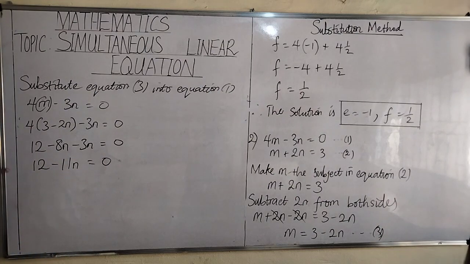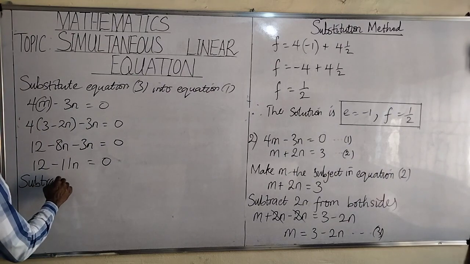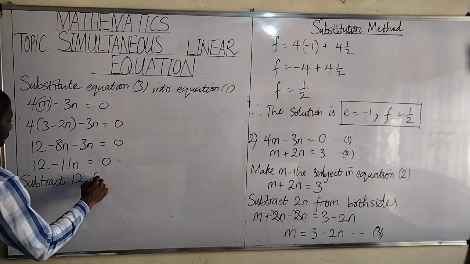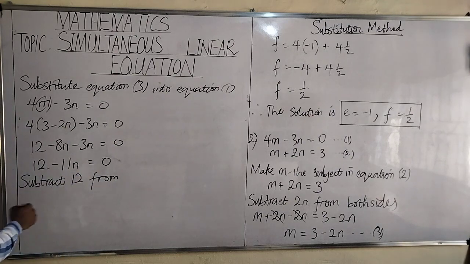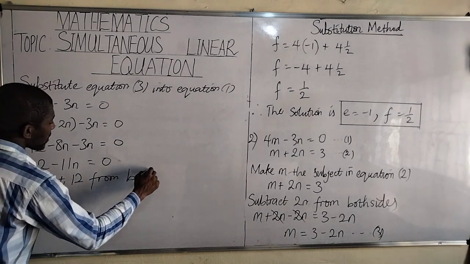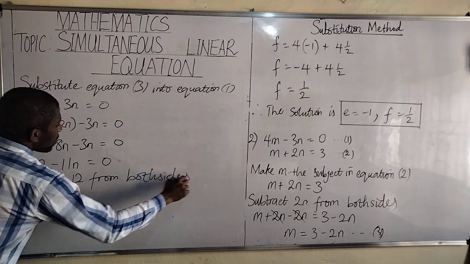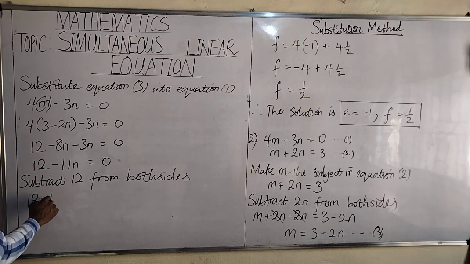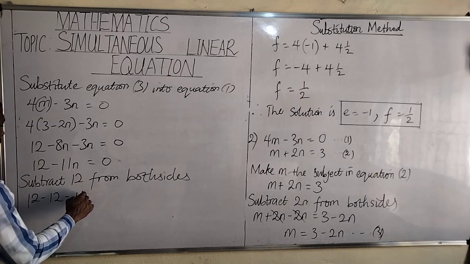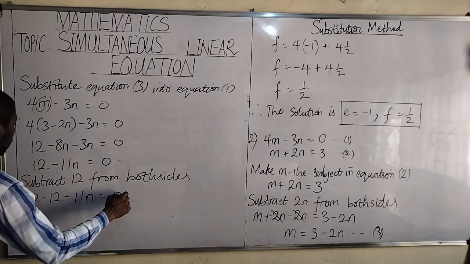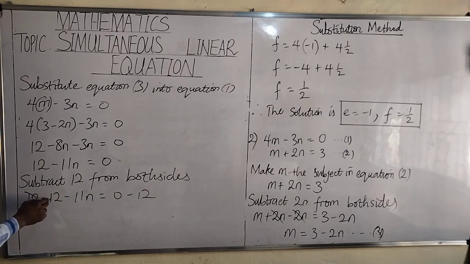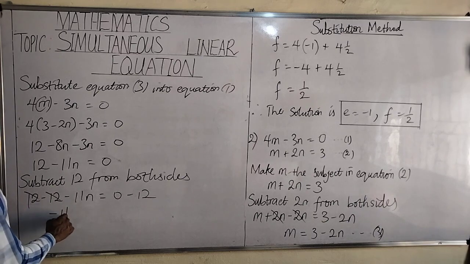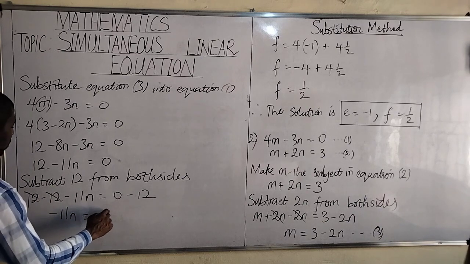I really want this 12 to go. It is positive 12, so subtract 12 from both sides if you want it to leave. So 12 minus 12 minus 11n equal to 0 minus 12. 12 minus 12 is 0. We have negative 11n equal to negative 12.